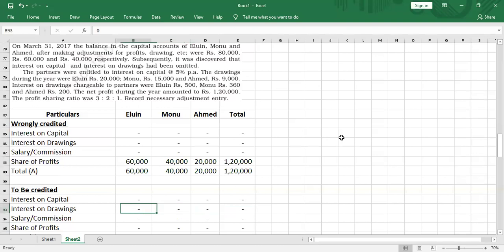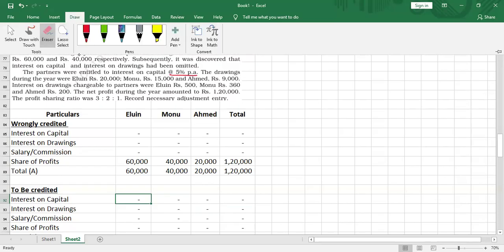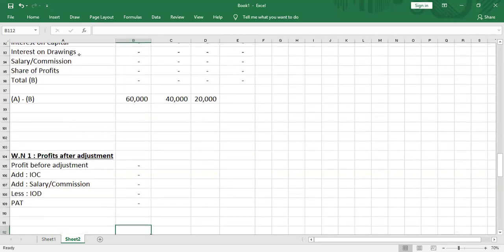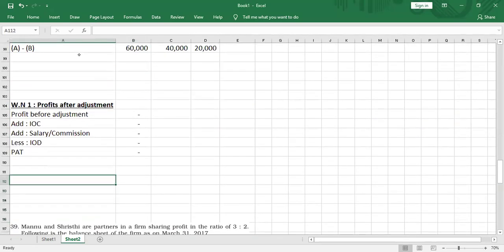To be credited, the first thing we need to find is the interest on capital. In order to find the interest on capital, we need the opening capital and the rate of interest. The rate of interest has been given as 5% per annum, but the opening capital has not been given. Instead, they've given the closing capital, that is, the capital on March 31st, 2017. So using the closing capital, we need to work backwards to find the opening capital. And the working note for that would be, my dear children, this.